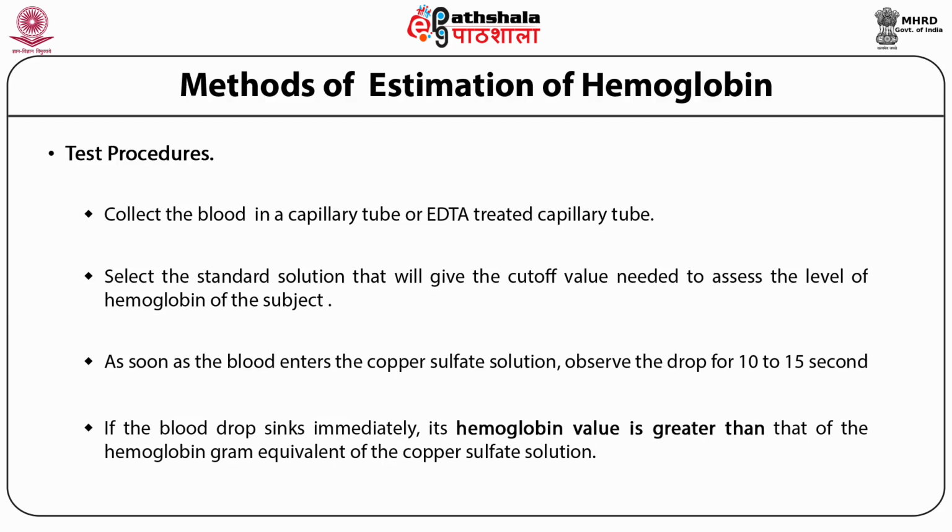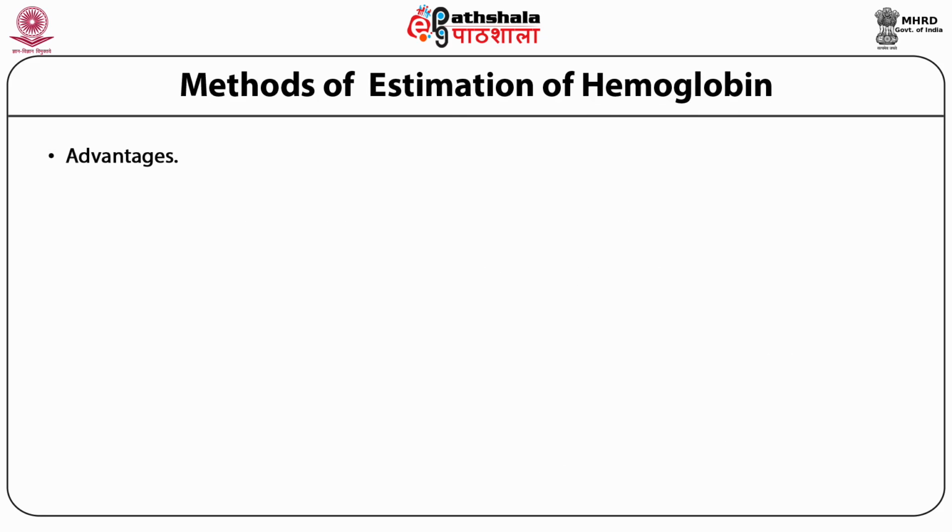If the blood drop sinks immediately, its hemoglobin value is greater than the hemoglobin gram equivalent of the copper sulfate solution. If the blood drop floats for 10 to 15 seconds, the hemoglobin value is equal to or less than the hemoglobin gram equivalent of the copper sulfate solution. There are some advantages, including that it is an inexpensive method.